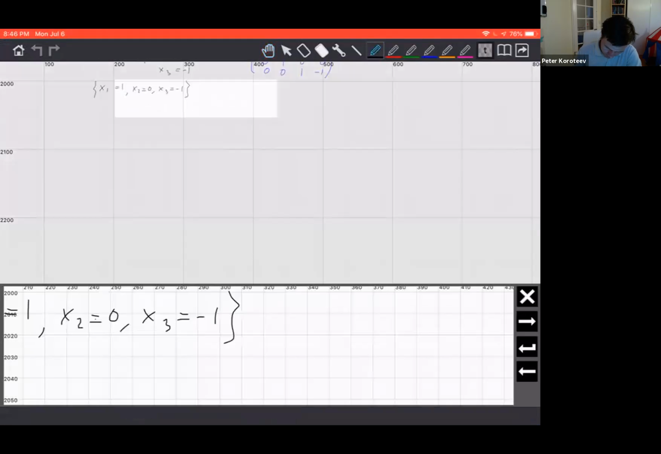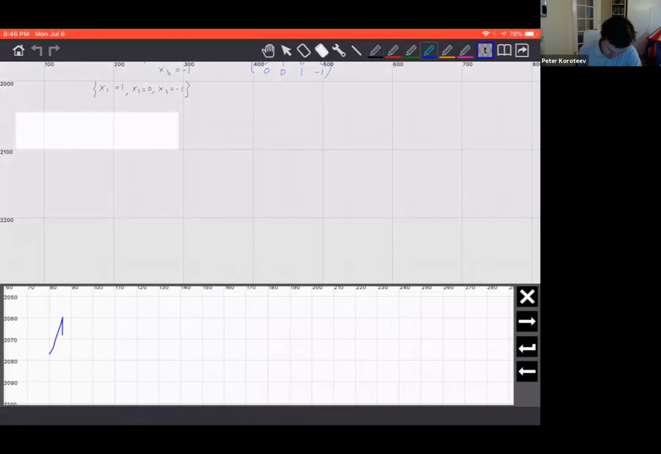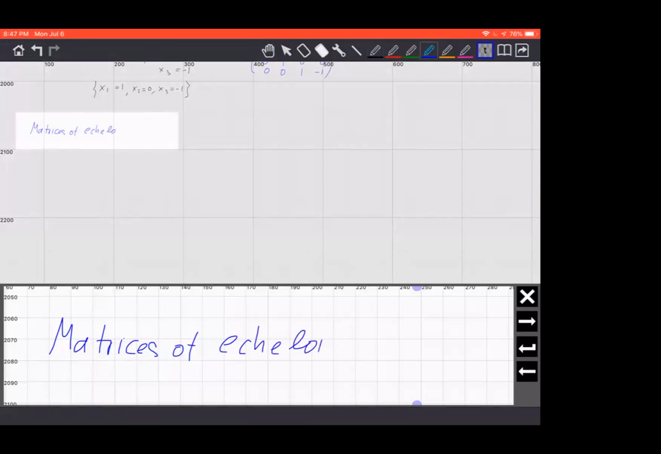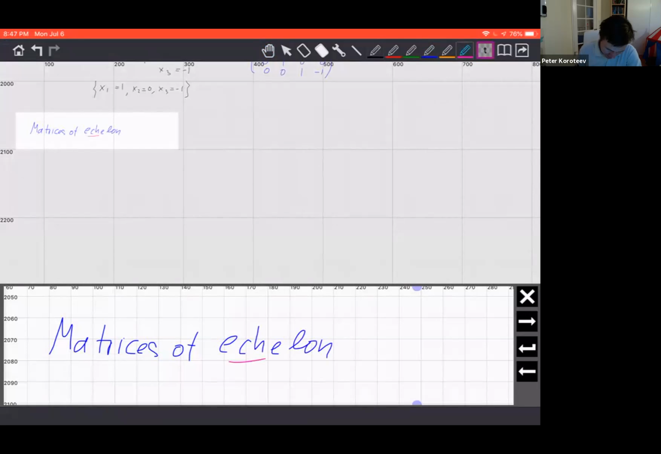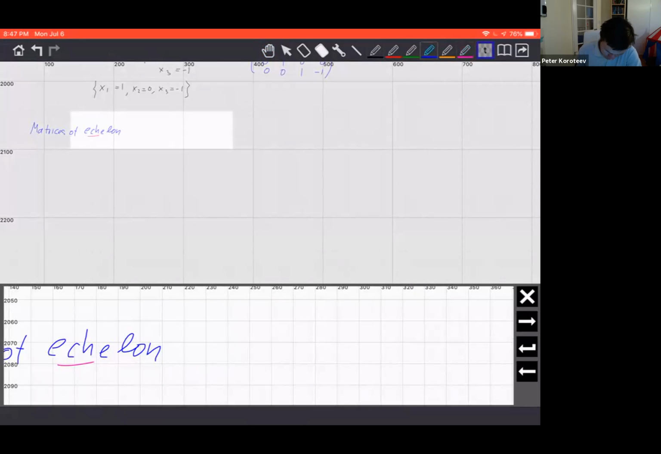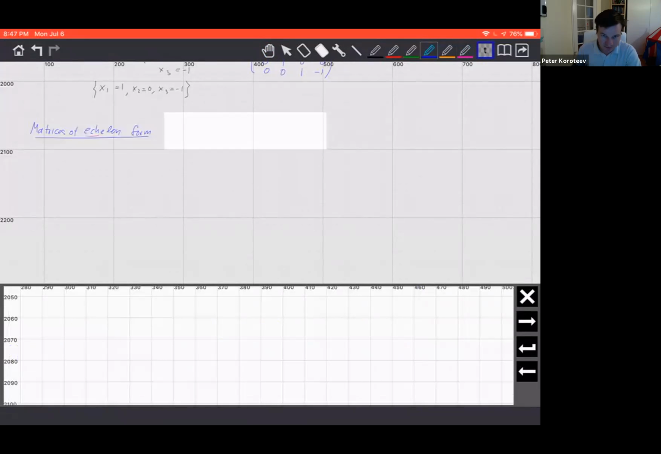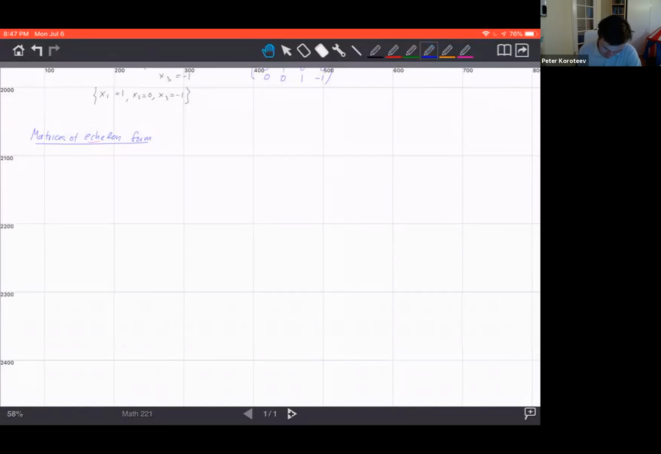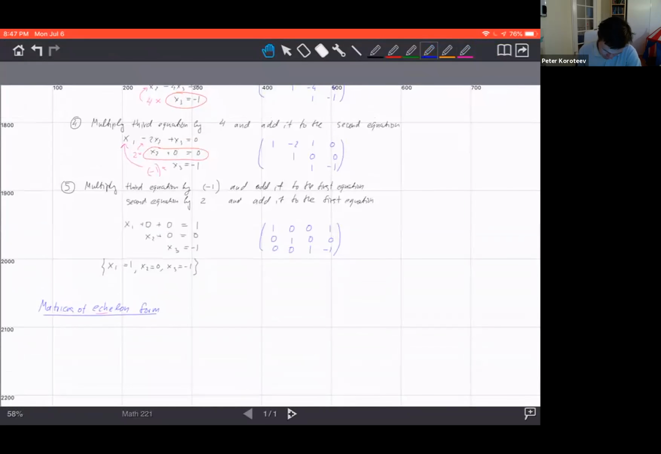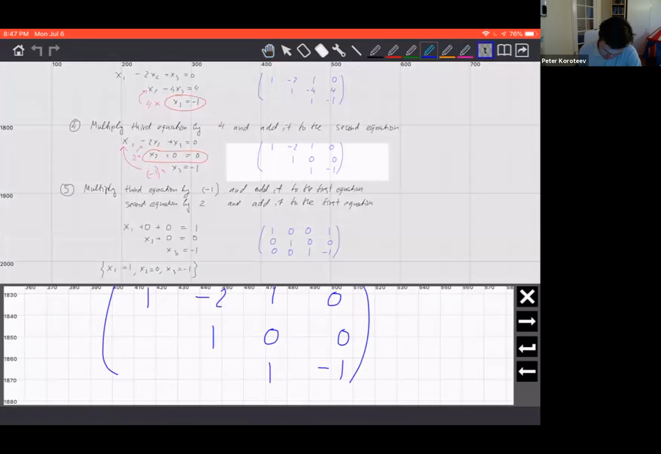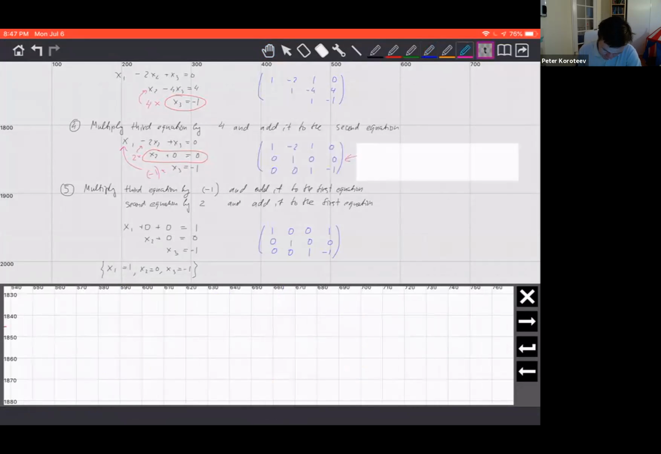So our next topic is matrices of echelon form. It's a French word, that's why it's spelled with CH. Now, what's a matrix of echelon form? For example, the matrix that we had at one step in the previous example. If you restore all the zeros, this matrix is of echelon form.